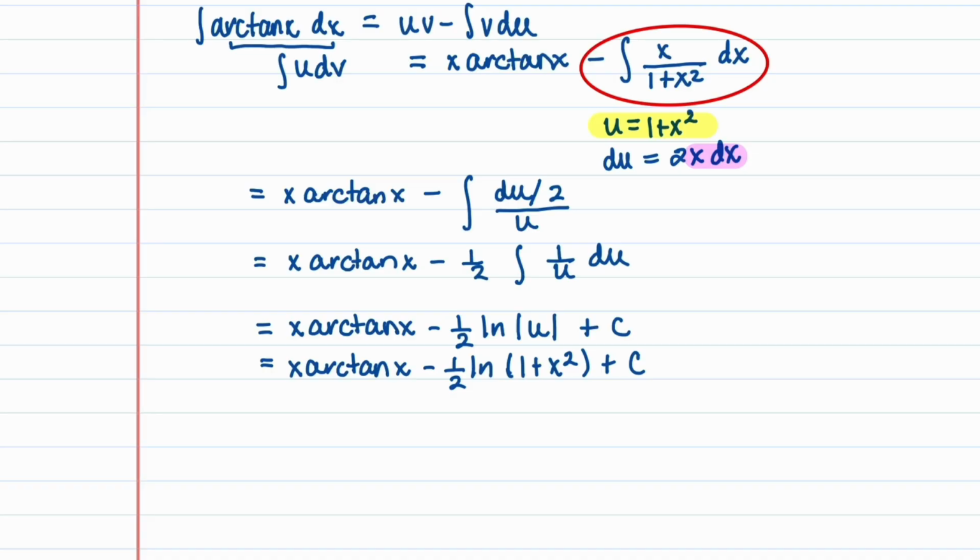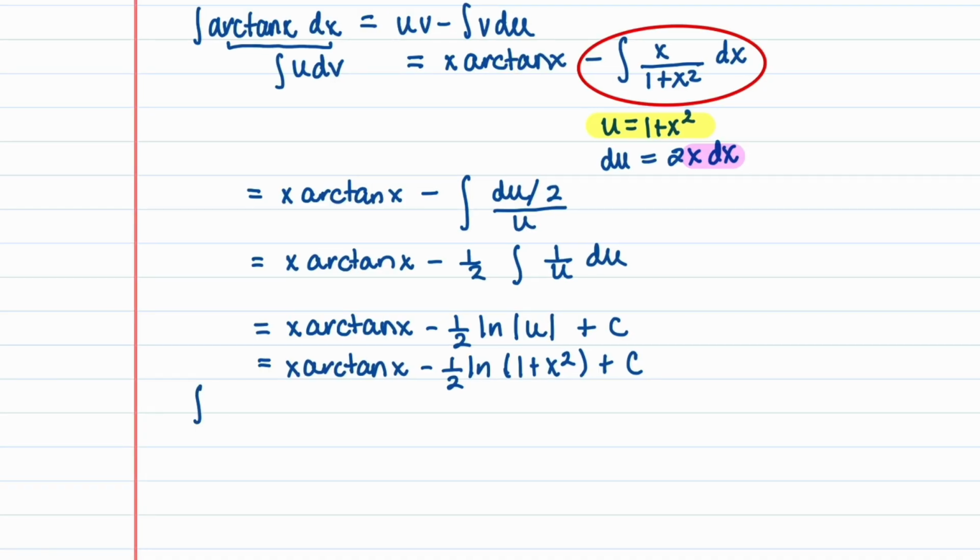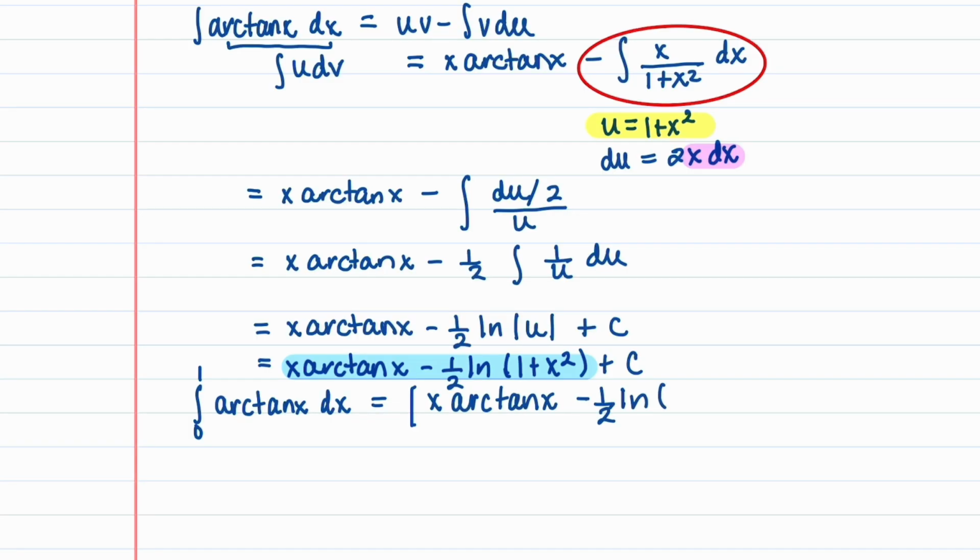What we're going to do is go back to the definite integral. We were asked to solve the integral from 0 to 1, arctan x dx. So now we're going to write down exactly what we just got. Let me highlight that in blue here. That's this part right here. And we're going to evaluate that from 0 to 1. So this becomes x arctan x minus 1/2 natural log 1 plus x squared. And then our x is going to go from 0 to 1. And our plus c goes away.